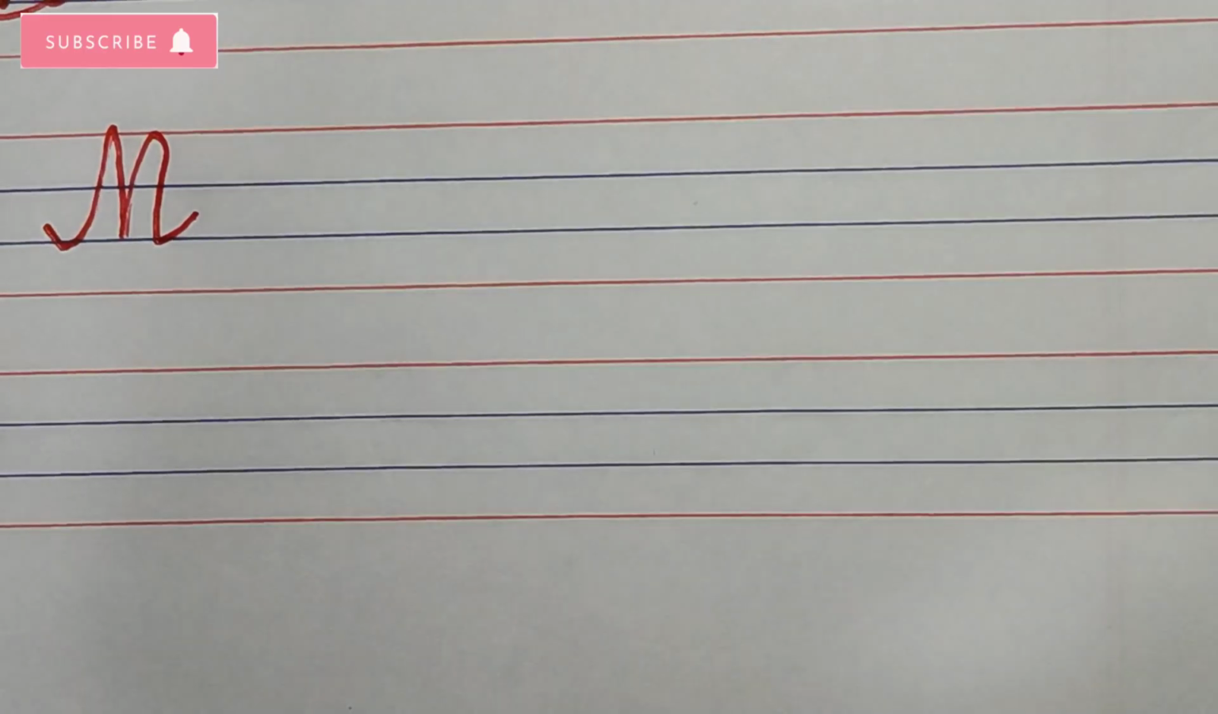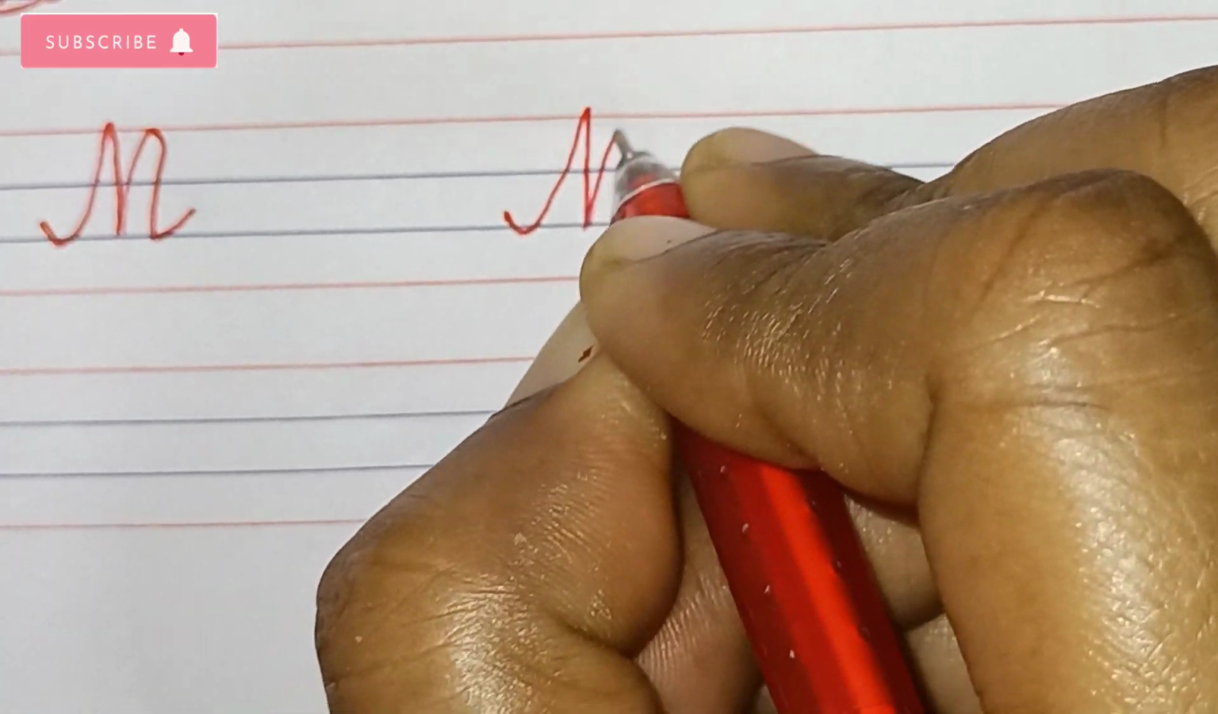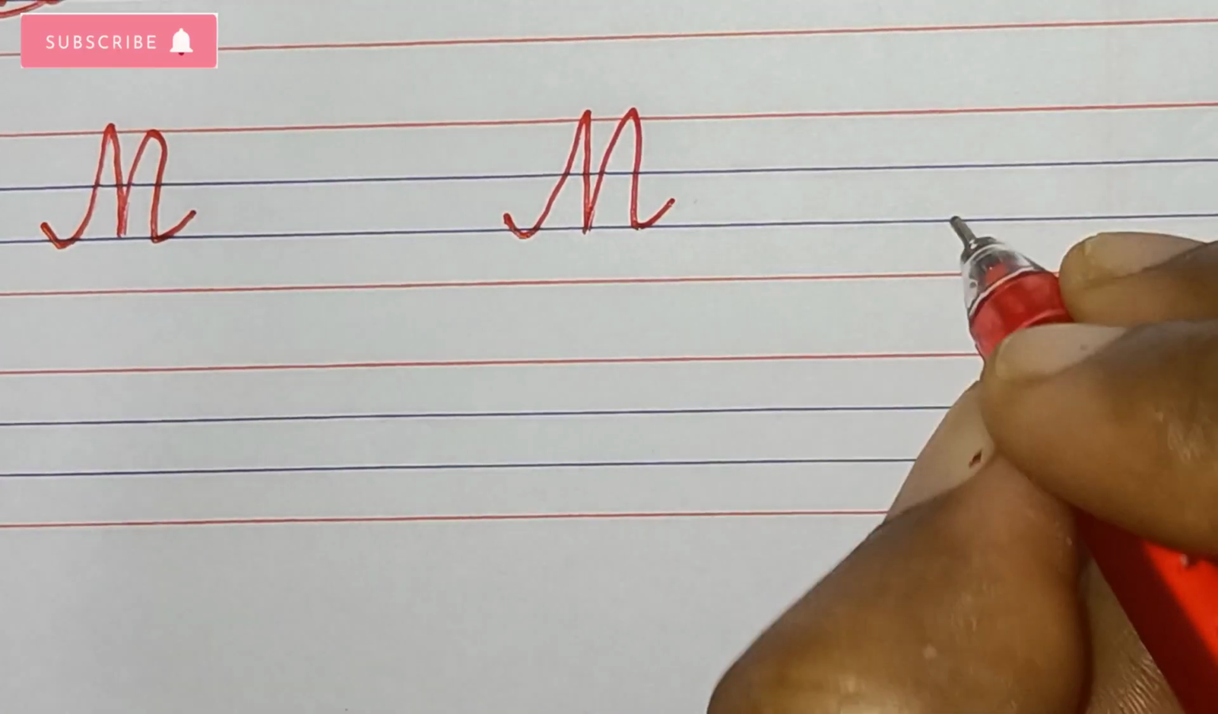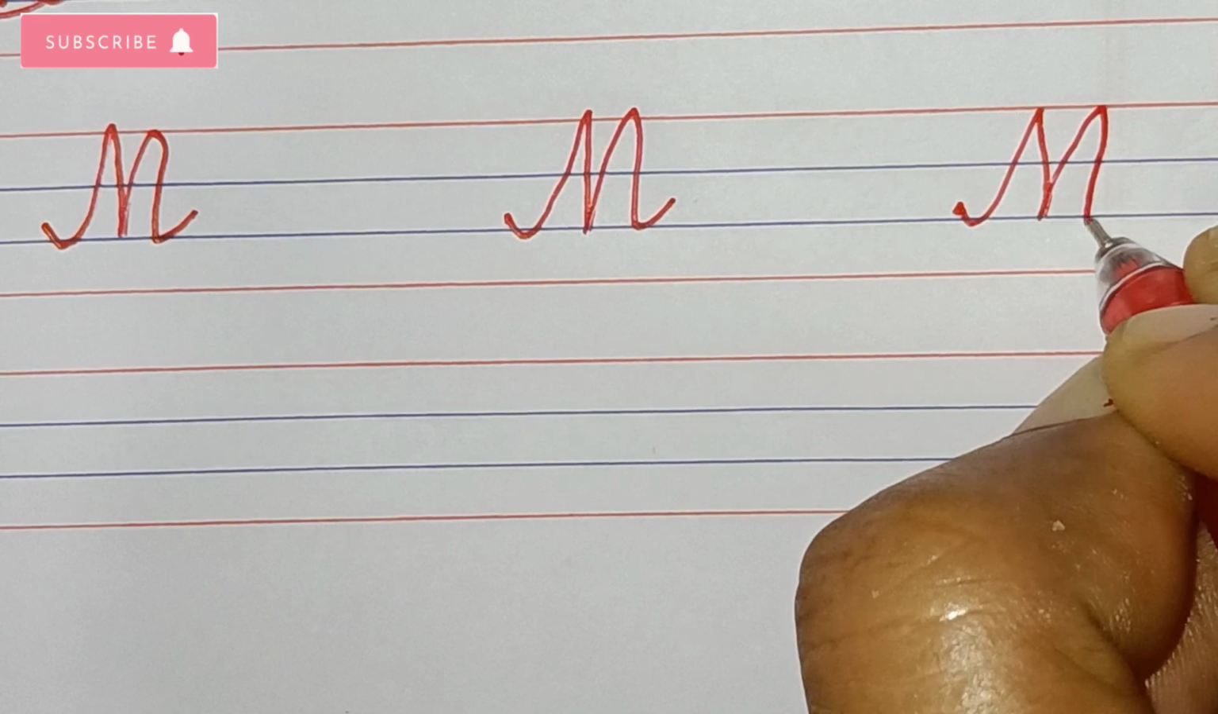So after that, next letter, that's name is M. Let's see how can we write M. So for writing M, we will start from a little bit upper part of this third line. You have to make some zigzag type shape. Again, you see. Okay, so all the M should be like that, and you have to make M like that.